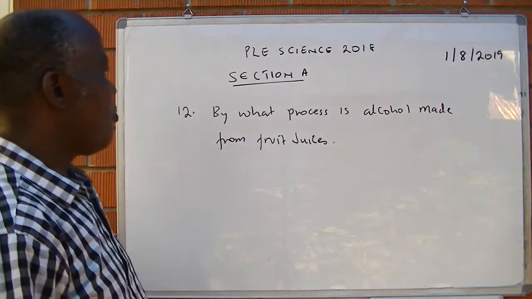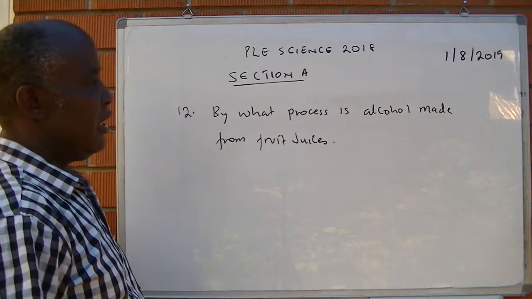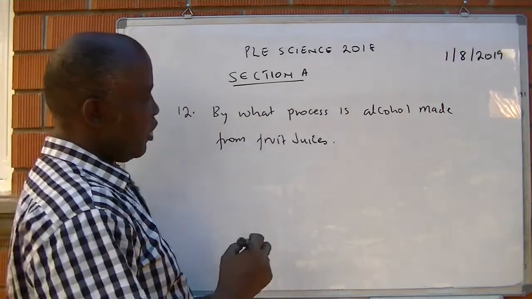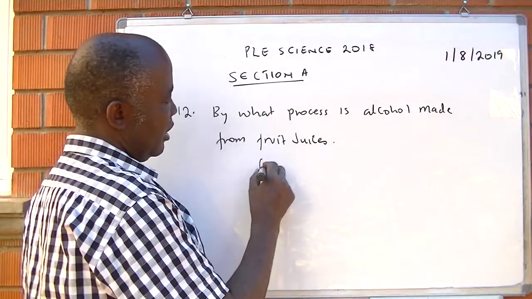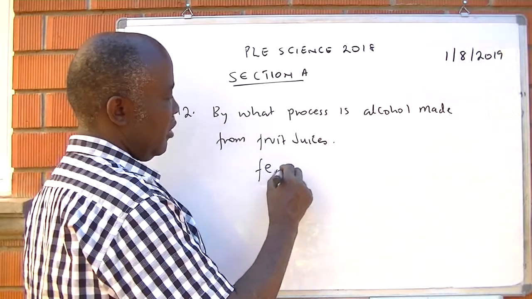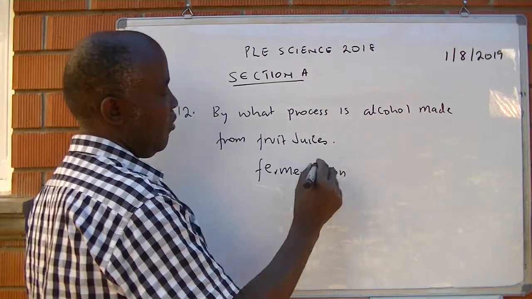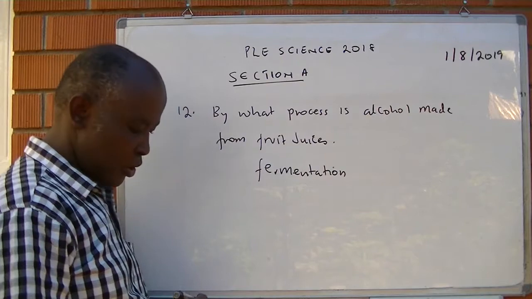Number 12. By what process is alcohol made from fruit juices? The process is called fermentation. By fermentation.